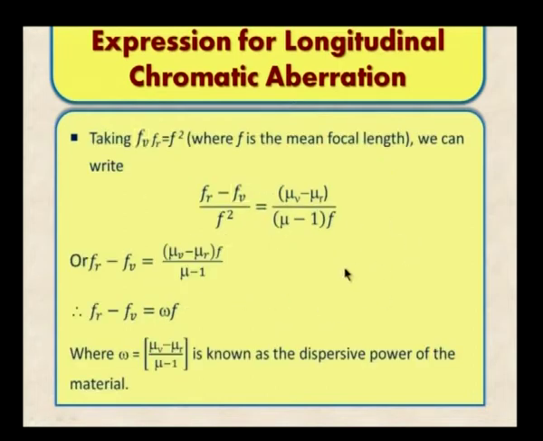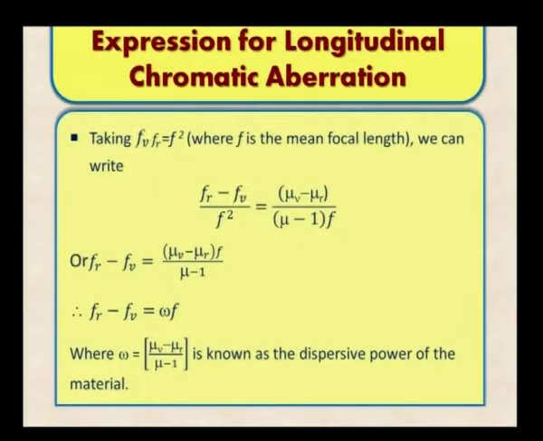That, when simplified, will give you f v into f r equal to f square, where f is the mean focal length for the two colors. We can rewrite the same thing as (f r minus f v) by f square equal to (mu v minus mu r) by (mu minus 1) into f. Okay? This is what you are getting now.